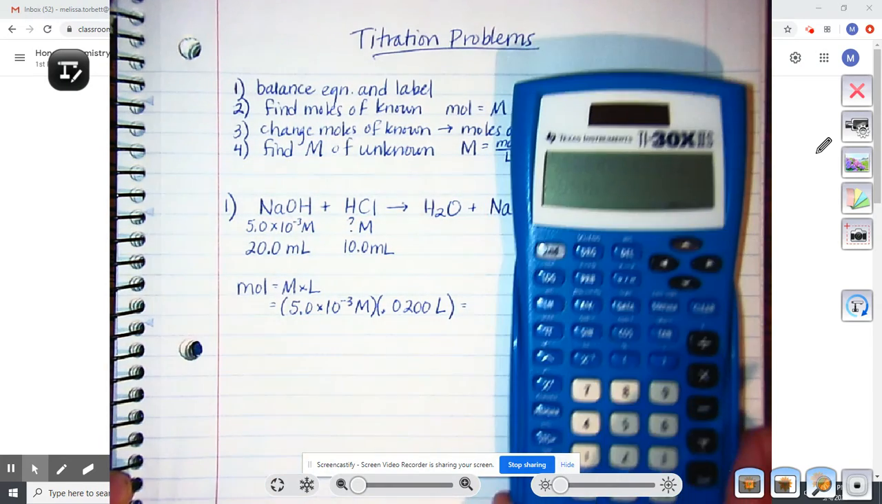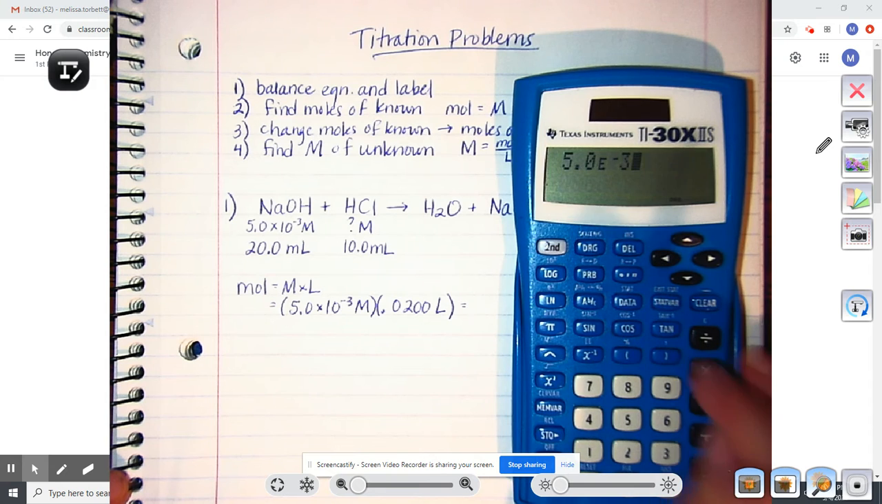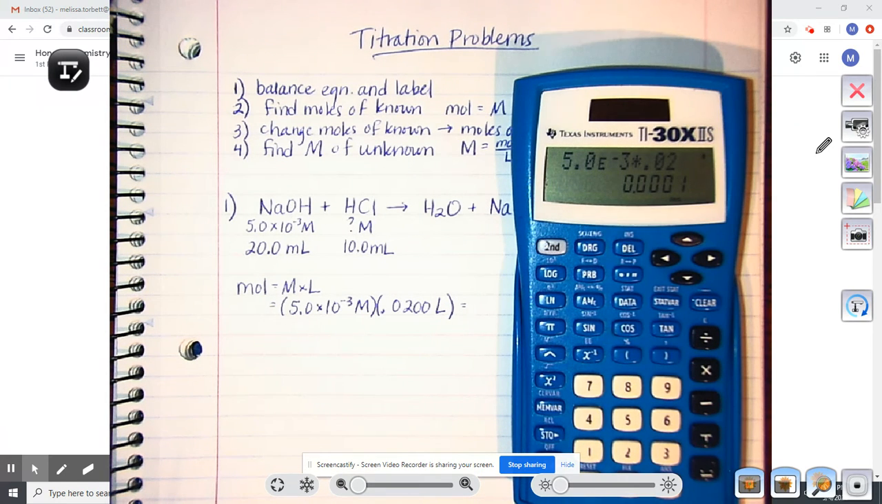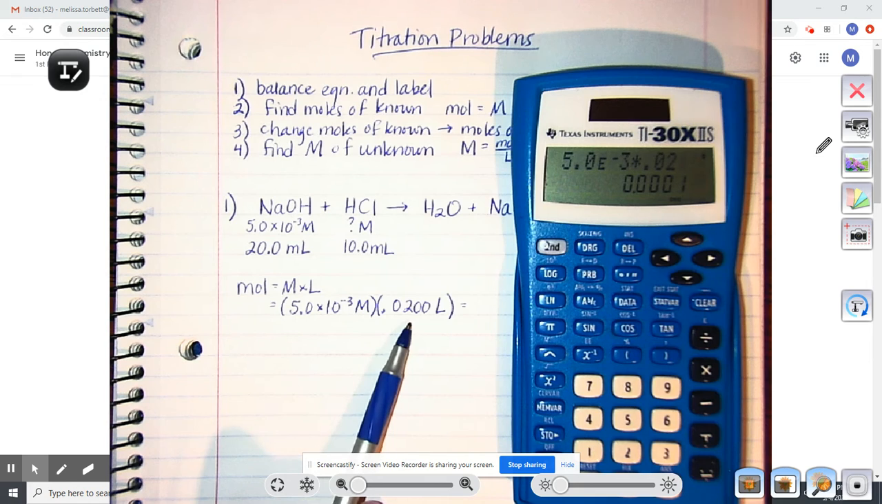and type that in. 5.0 times 10 to the negative 3 times 0.02. Now, technically, you could change that to scientific or you could leave it. It really doesn't matter at this point. But remember, when you multiply and divide, you go with the least number of sig figs. That's this one. This one has 2 sig figs. That one has 3. So we only need 2 significant figures here.